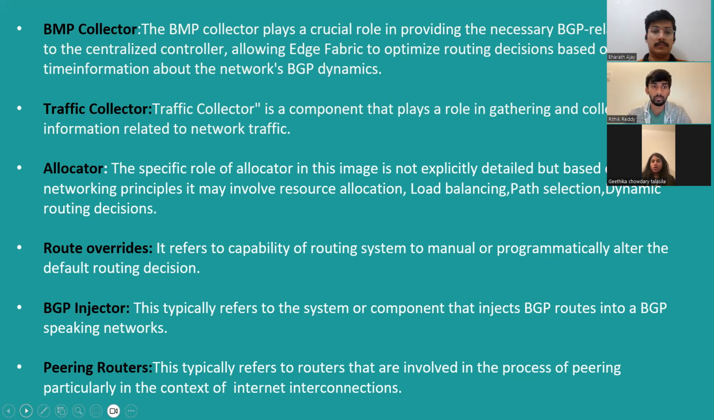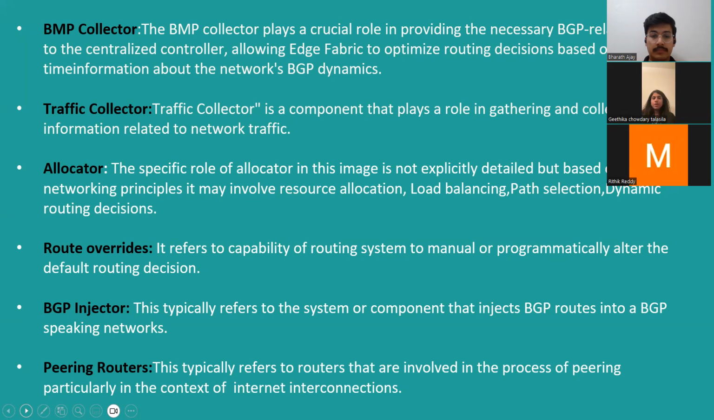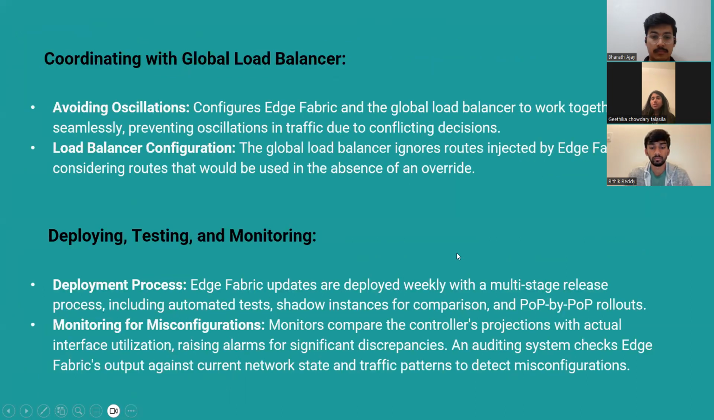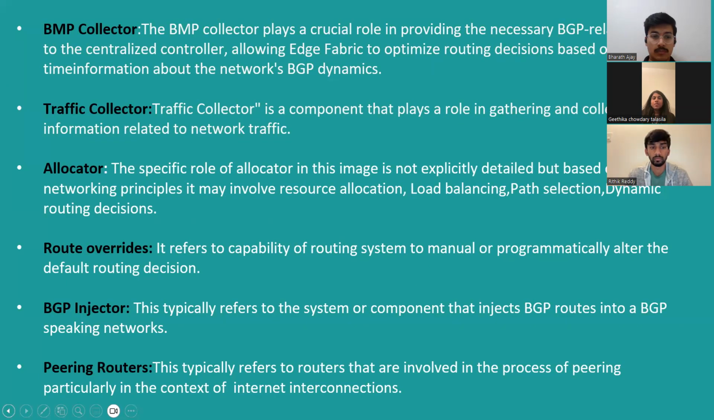Route overrides. A route override refers to a capability of a routing system to manually or programmatically alter default routing decisions. The next one is the BGP injector. The injector typically refers to a system or component that injects BGP routes into BGP-speaking networks. The last one is peer routing.